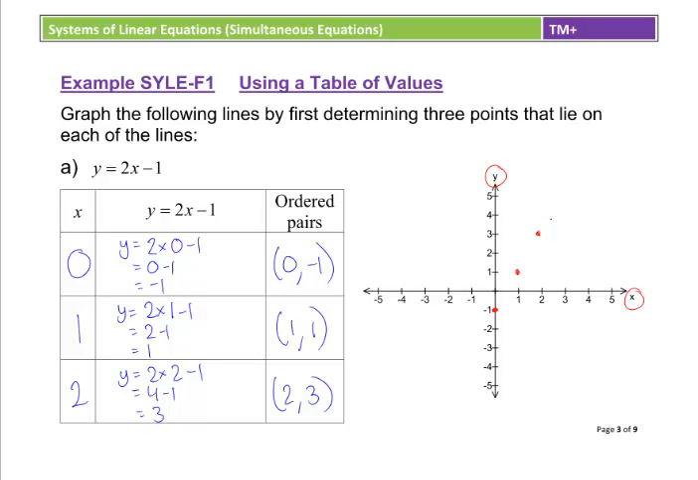I then use a ruler to join the 3 points. We put an arrow on either end of the line, meaning that that line continues beyond the axes that I've drawn. And we label the line with the equation. It is advisable to use pencil when sketching, so then if you make a mistake you can easily rub it out.